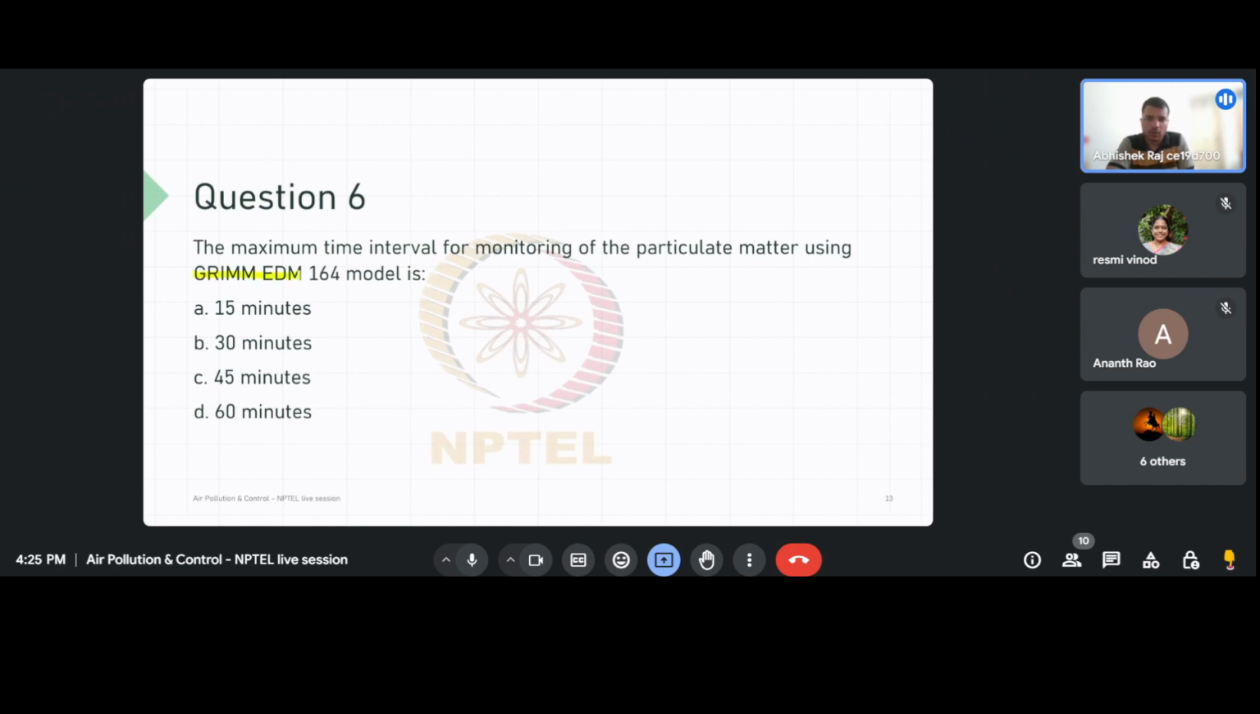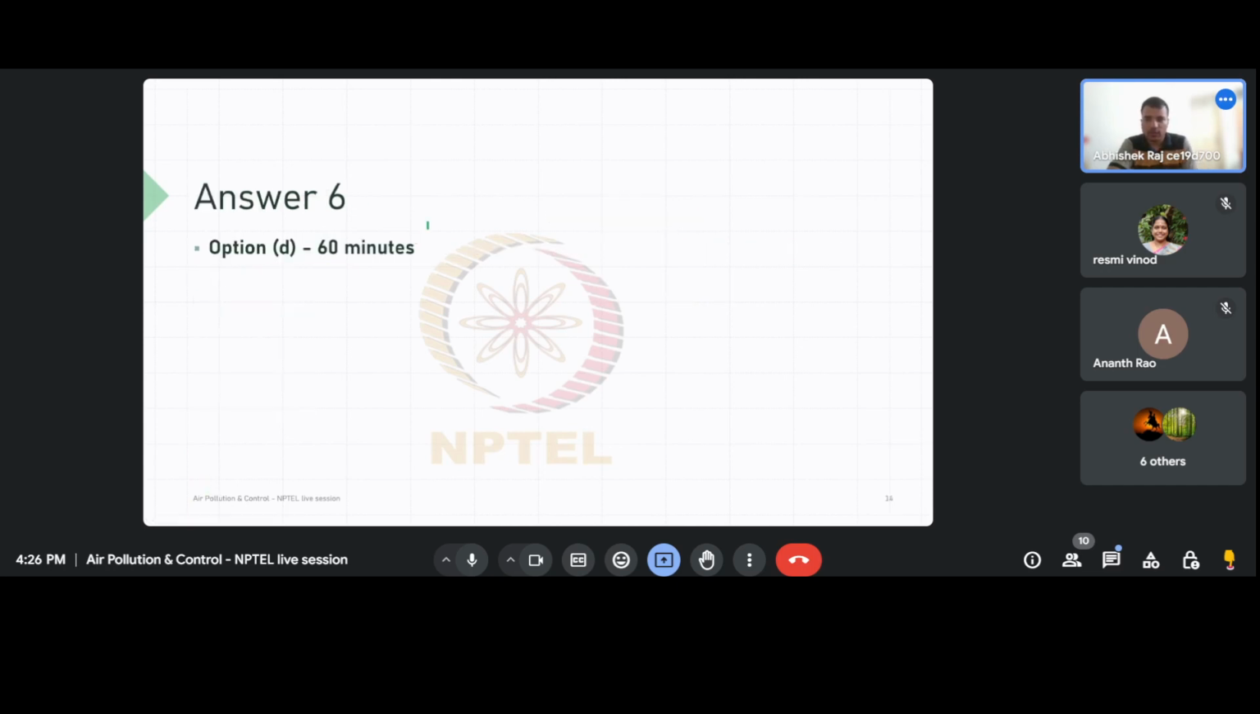So yeah, whenever we use the Grimm model, that was discussed in the last lecture. For that, we'll give 60 minutes. So maximum time will be 60 minutes. Minimum will be, I think, 6 seconds. And synchronization should be done every 3 months in case there is a time zone change or anything. So every 3 months we should synchronize it. So that is the maximum time interval for monitoring PM, which is 60 minutes.